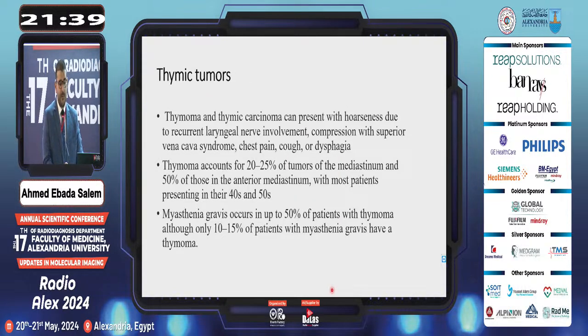Thymomas and thymic carcinomas can present with local or metastatic symptoms. Symptoms can be seen as hoarseness of voice due to recurrent laryngeal nerve palsy, or compression of the SVC. Thymomas account for 25% of all mediastinal tumors and 50% of all anterior mediastinal lesions. Myasthenia gravis can happen in up to 50% of thymoma patients, and only 10 to 15% of patients with myasthenia gravis will have thymoma.